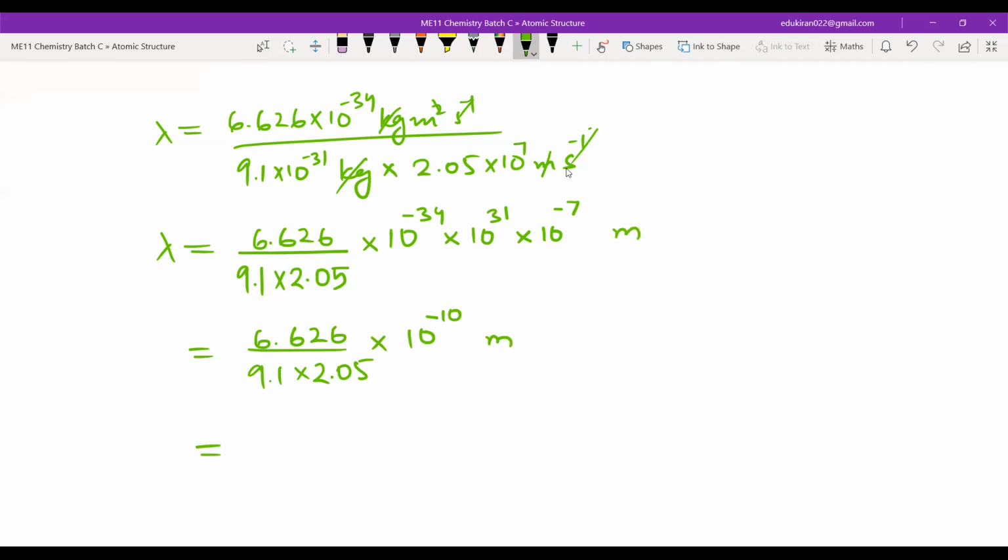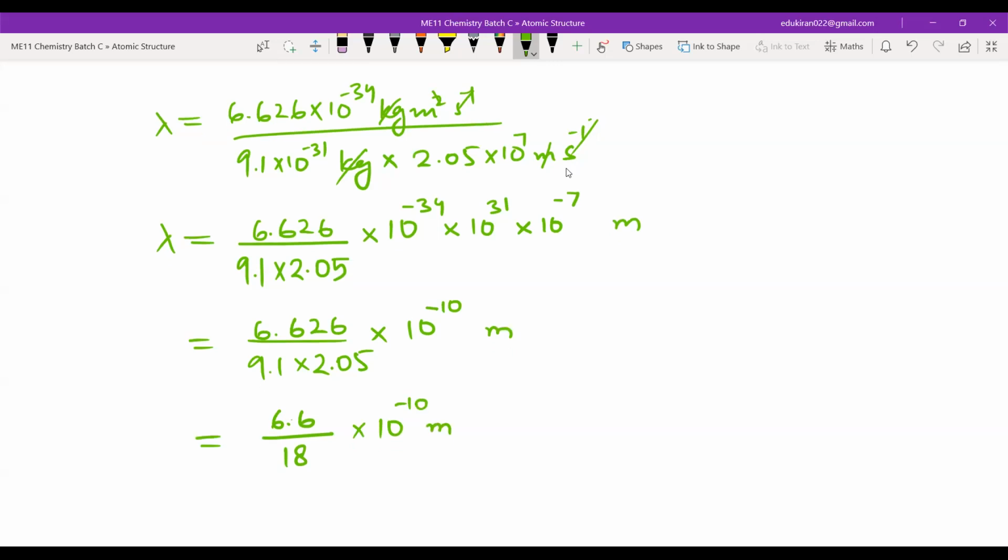6.626 into 9.01, 9.1 into 2.05. So maybe I can do some kind of approximations. Yeah, I can do some kind of approximation to see. If I write this as 6.6 divided by 9 to the 18. Okay, so much of approximation, 10 meters.